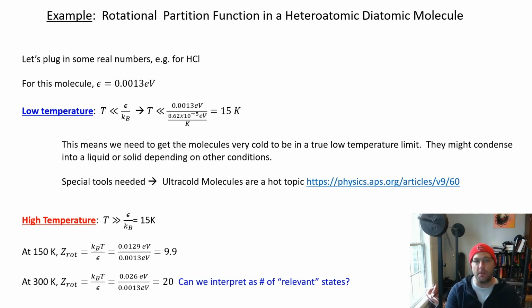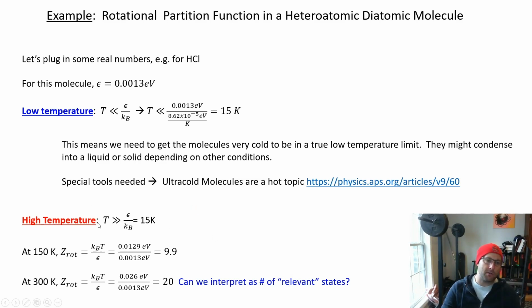So just to finish up with this, let's go ahead and plug in some real numbers. For the HCl molecule, the energy scale is 0.0013 electron volts, so 1.3 milli electron volts. For low temperature, let's just say T is much, much less than epsilon over kB, which is 15 Kelvin. This is interesting because it's so cold, and in a lot of circumstances a molecular system would actually condense under this. However, you can consider very dilute specimens of ultra cold molecules, and that's a pretty hot topic in physics, so I linked you an article here if you care about that kind of thing.